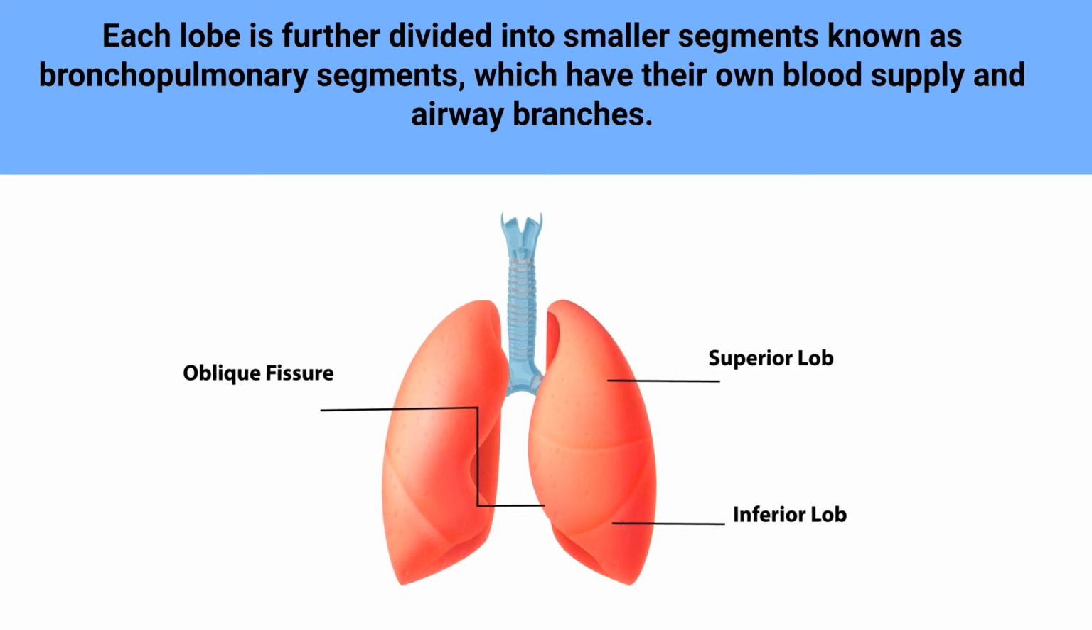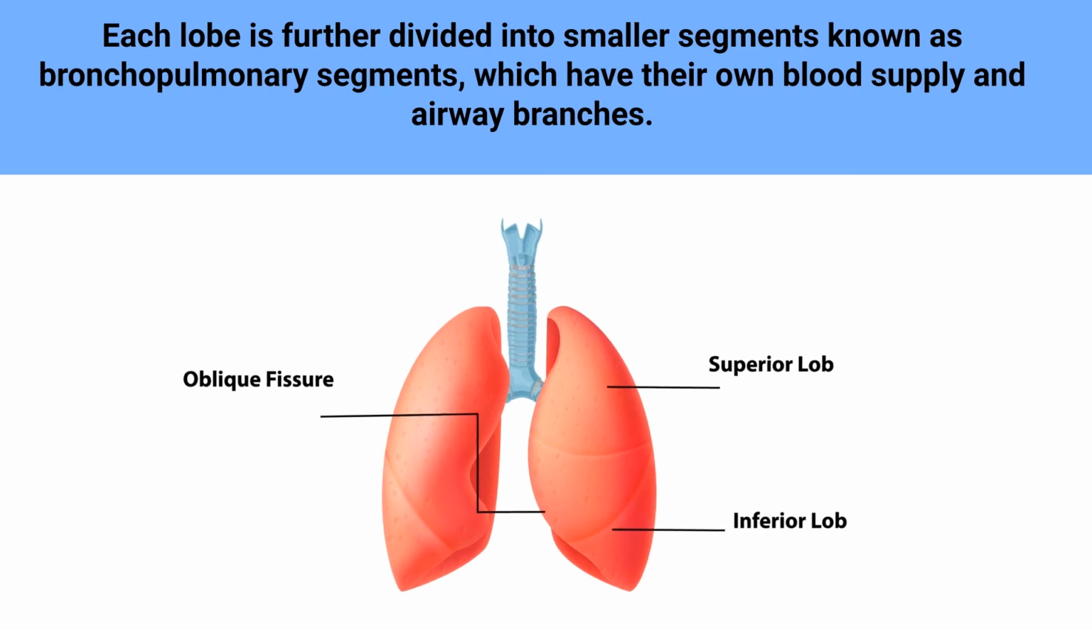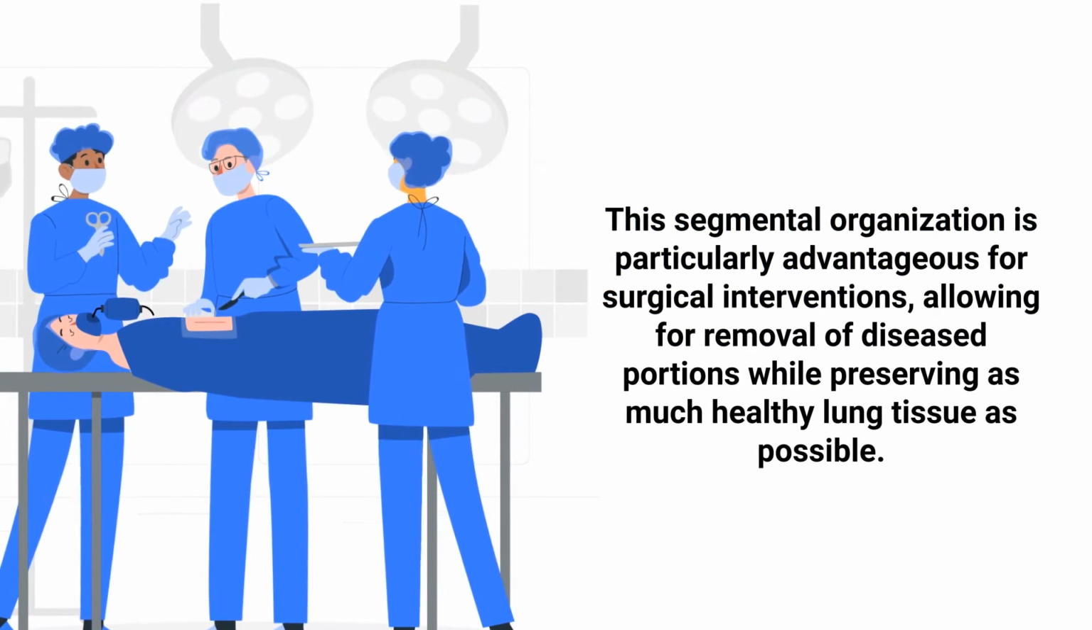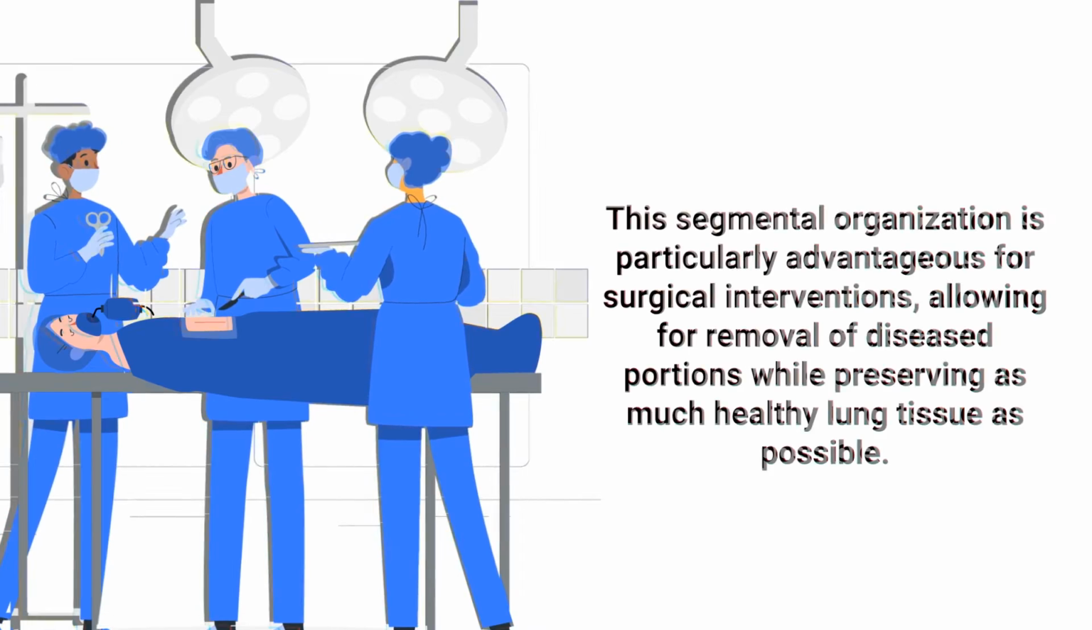Each lobe is further divided into smaller segments known as bronchopulmonary segments, which have their own blood supply and airway branches. This segmental organization is particularly advantageous for surgical interventions, allowing for removal of diseased portions while preserving as much healthy lung tissue as possible.